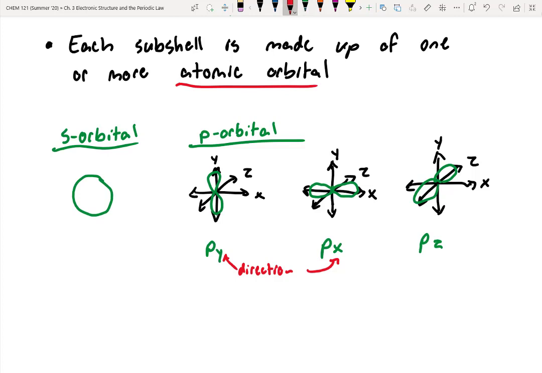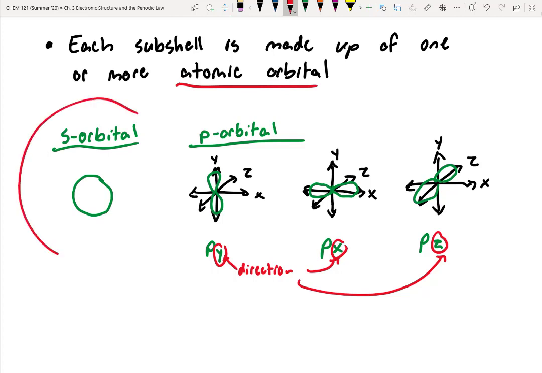So it's a little bit weird to think about each of these having a directionality to it, but we always have to think about this as being a three-dimensional probability map of electrons residing within this kind of dumbbell shape here. All right, so over here, we've got our s orbital on the far left, but then for atomic orbitals for p, because we have more than one of them, we would need to differentiate them as px, py, or pz. The reality is, though, they're all equal in energy.